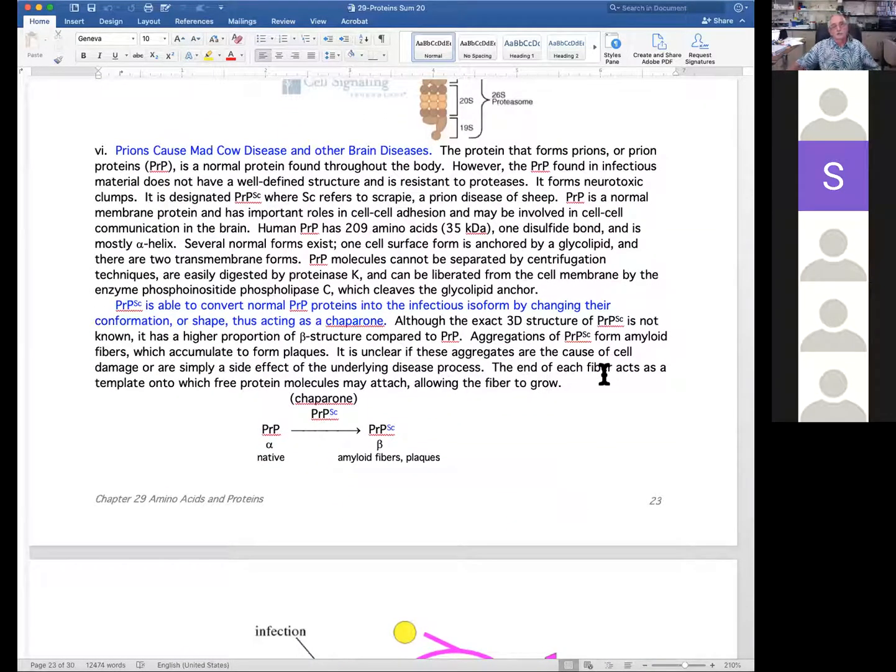And then prions cause some brain degenerative diseases. A prion is acting like a chaperone, but a bad one, an evil chaperone. So it takes the regular prion protein, which does have a biological function, right? And it converts it into the beta form. Mostly alpha structure, now it's mostly beta structure. And then this acts like an enzyme. Now it's not truly an enzyme, all it does is change the folding of a protein. So it's more like a chaperone.